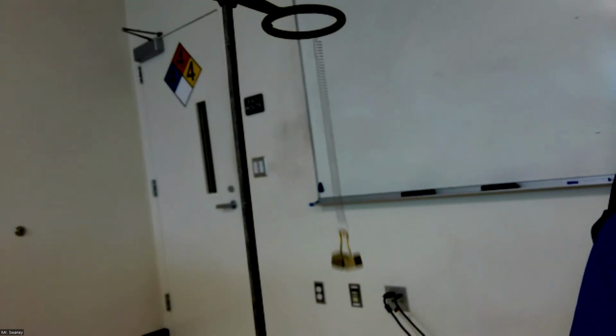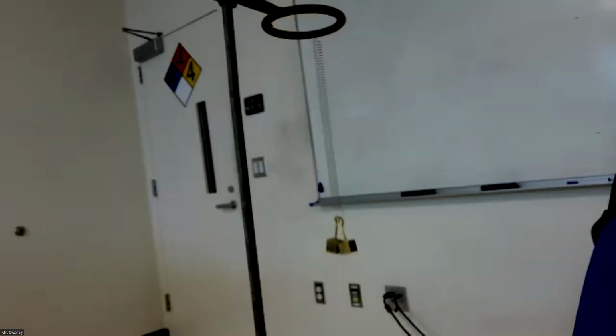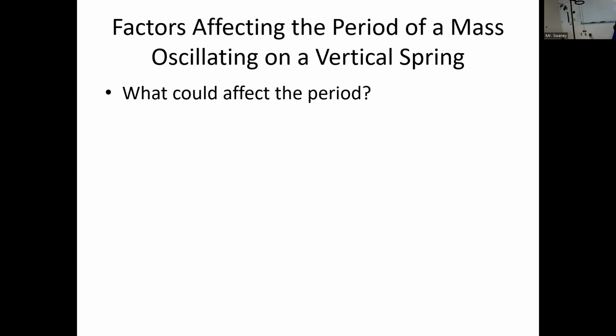So you can stop it for a moment, talk with your group. What would affect the period of the oscillation in that setup? Well, one thing, you can take out a piece of paper. So take out a piece of paper. You can pause the video if you need to. You're going to write just this top part here: factors affecting the period of a mass oscillating on a vertical spring. Okay. And then what could affect the period?